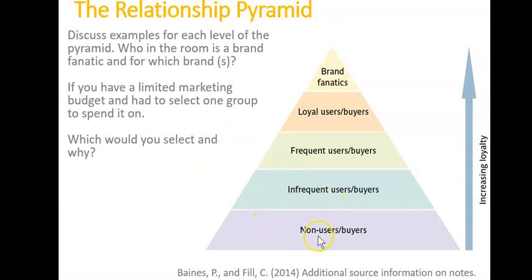So the non-users or buyers, we don't know if they're not buying it because they're just not interested in the first place. The infrequent users or buyers, we've got to make sure they're not just buying on price. If they are, we don't necessarily want them because they're not going to be particularly loyal. But the frequent ones, if we can get them to the point where they're more loyal, they'll be brand advocates. So I'd probably spend my marketing budget around here if I was only going to spend it on one group of customers. The brand fanatics, we've got them anyway, so we probably don't need to do too much more to keep them.